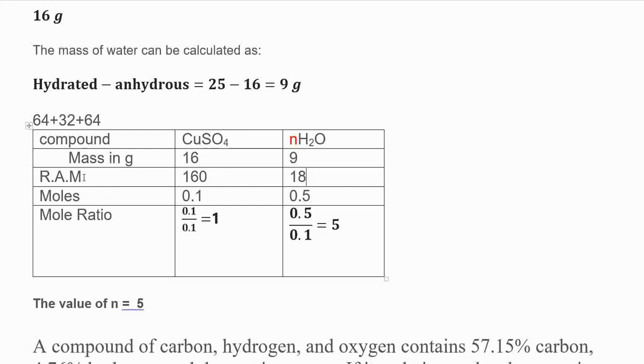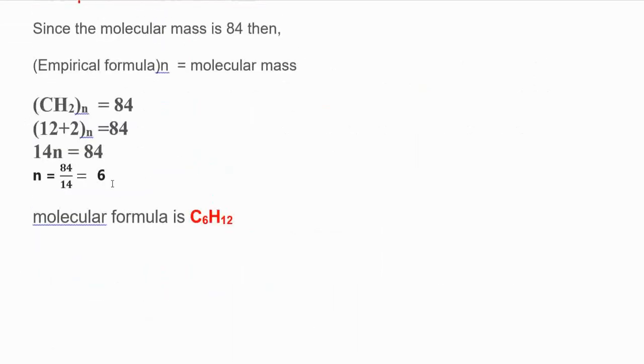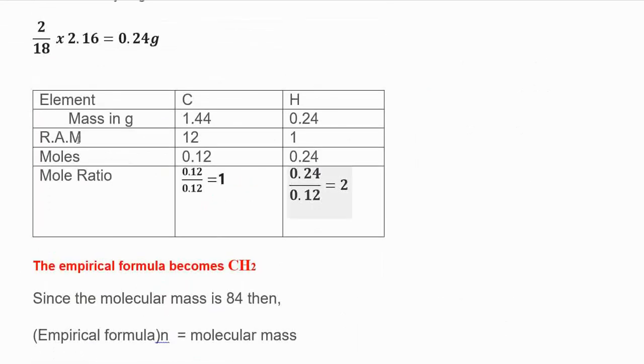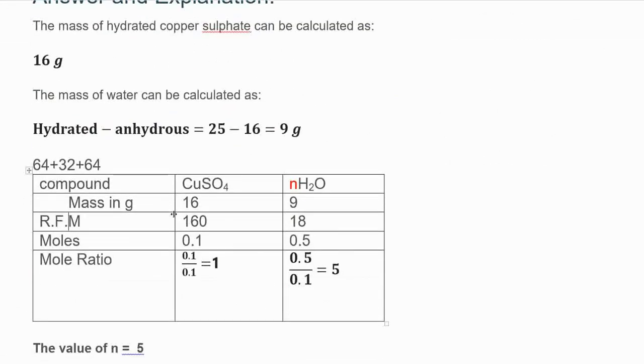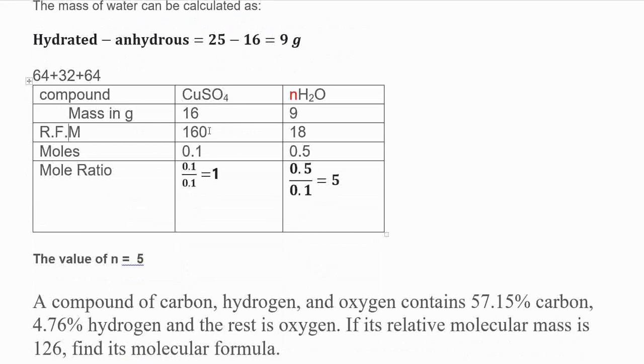Now this is not going to be Rm, but the Rfm. You should know the difference. This one is going to be Rfm and not Rm, relative formula mass, because this is a formula, this is a compound. So we call it relative formula mass, Rfm. The rest we were using Ram, relative atomic mass, because that is an atom, so it is an atomic mass. But for this one, it is a compound, so we use Rfm, relative formula mass. So 160 and that one is 18.